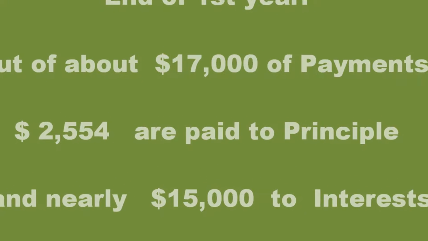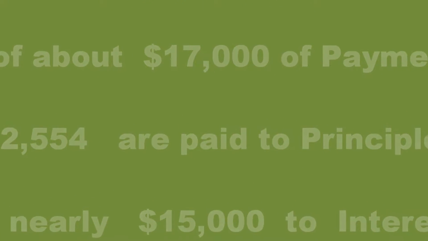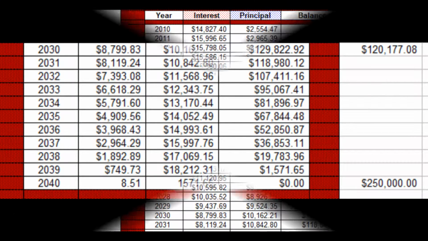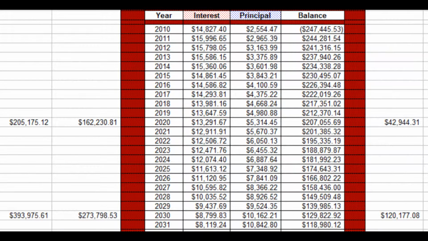Okay, my window cannot display the whole schedule. Let me put it into my Excel program. Okay, here we are. Now let's go 10 years ahead. At the end of 10 years, you have paid over $205,000, out of which over $162,000 have gone to interest. These are the numbers that you can see on the left of the table, while you have paid nearly $43,000 to principal. This is the number on the right.